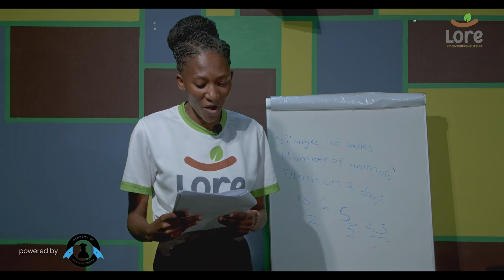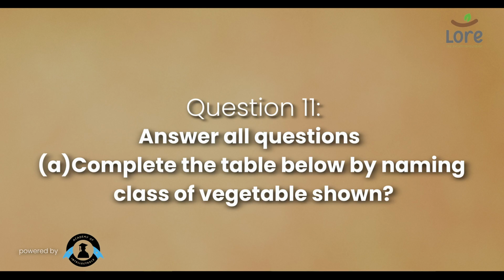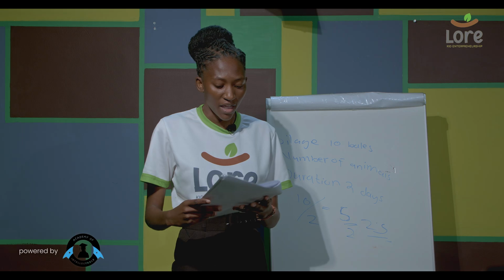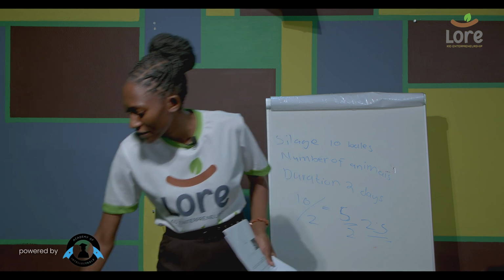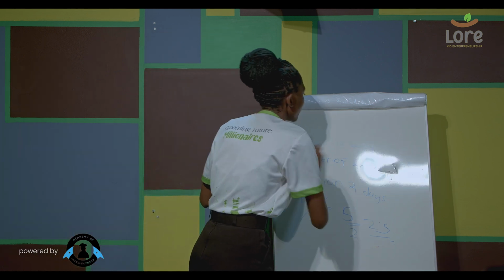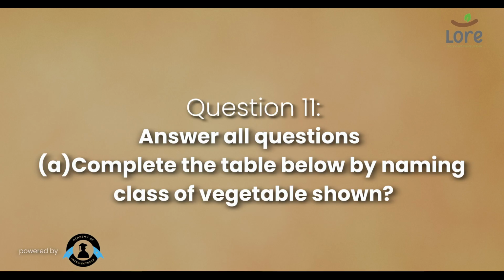Okay, let's move on to question 11. Question 11 says, answer all questions. Complete the table below by naming class of vegetables shown. We have a class of vegetables shown. Let me use the board. The question was saying, complete the table below by naming class of vegetables shown.